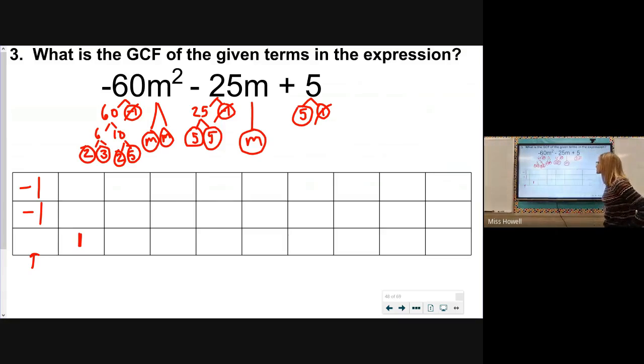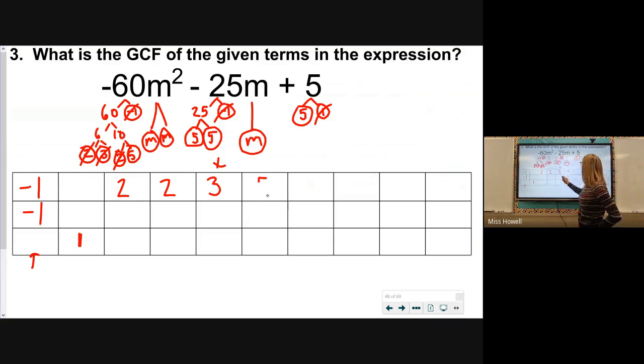From there, our next lowest number is a 2. So for this 60, there are 2 of them. So 2, 2. There's none in this middle row for 25, and there's none on the bottom for 5. These all have to stay blank because they didn't have 2s. Our next number is a 3, which is right here for the first number of negative 60. Again, these bottom two don't have 3s. Then we go to a 5.